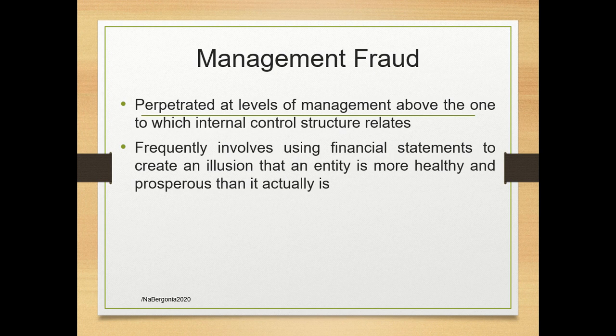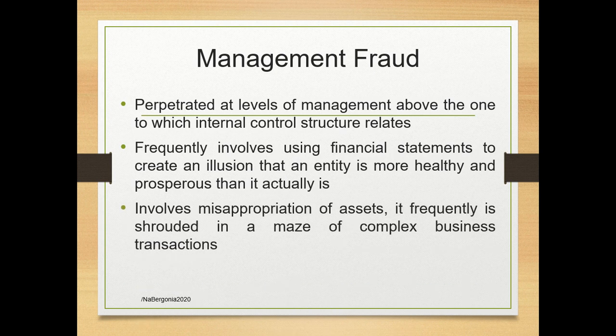So what happened in the issue earlier, di ba, is that they misrepresented the information in the financial statement. So, anong nangyari dun sa Enron, sa WorldCom, di ba, nagsara sila. Okay? So, it also involves misappropriation of assets. It is frequently shrouded in a maze of complex business transactions.